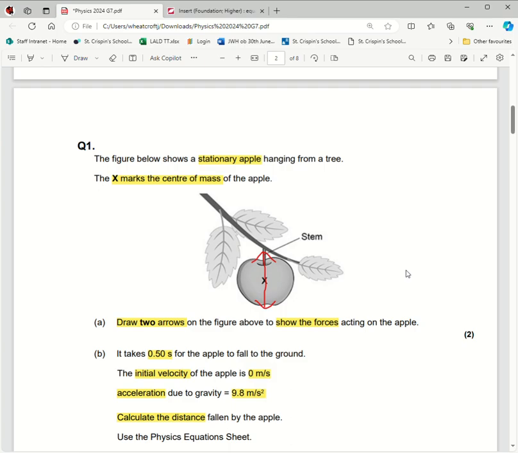Now that air resistance is not a constant amount. The weight pulling it downwards will always be a constant amount because that's dependent on the mass of the apple and the strength of gravity. And the strength of gravity on Earth is a fixed number of 9.8 or 9.81. And so actually the thing that's going to affect the acceleration of that apple is going to be how the air resistance changes.